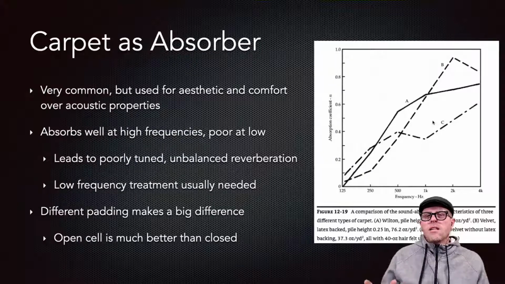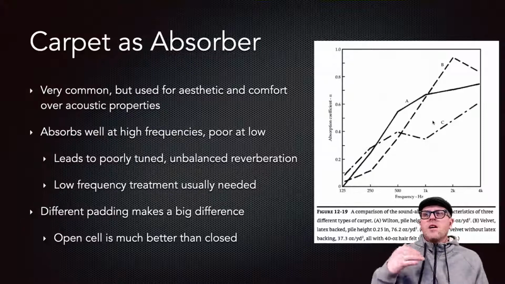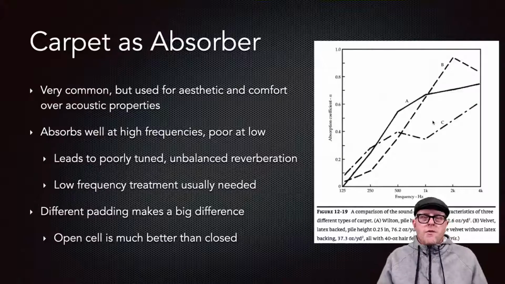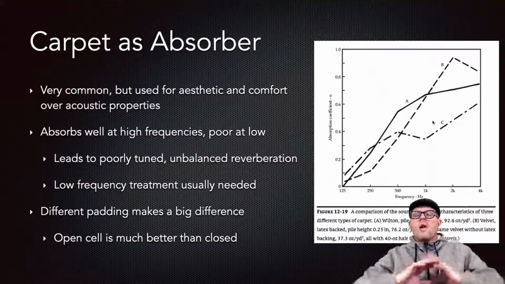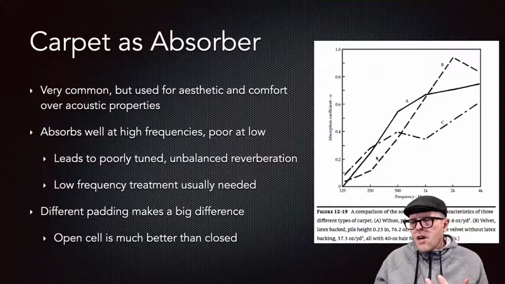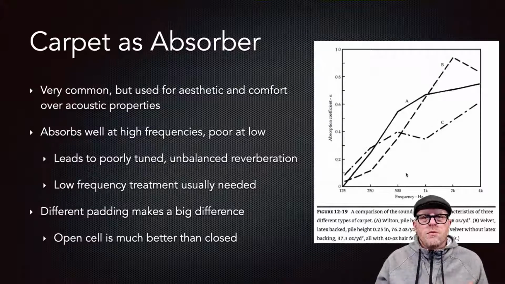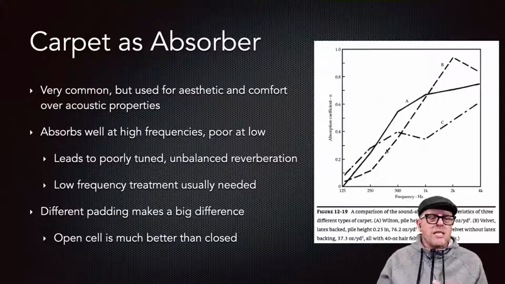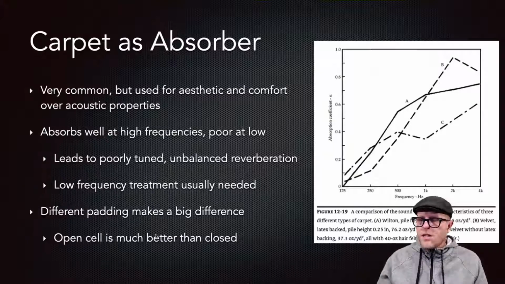So going back to our goals in terms of absorption and reverberation, we want a smooth roll off at all the frequencies. That means if we have a carpeted room and we want smooth reverb, we need to add some low frequency absorption into that room to absorb more at these lower frequencies down here. So different padding makes a big difference. Open cell is much better than closed cell.